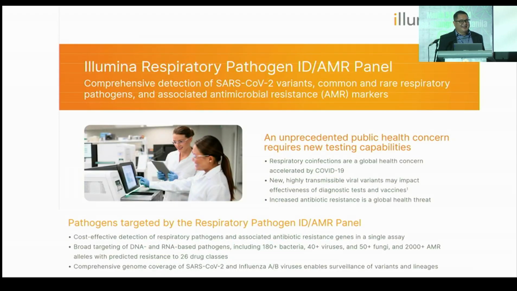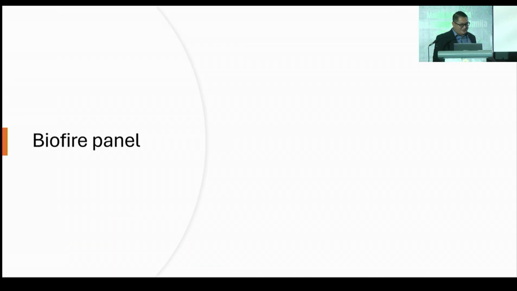This is the one that can detect thousands of pathogens, and these take a while. So you can see there's 180 bacteria, 40 viruses, 50 fungi, 2,000 AMR alleles with predicted resistance. So these are pretty cool, but you'll probably not be using them unless you work in detection, in surveillance, or you're doing some research. So let's talk about the BioFire panel.